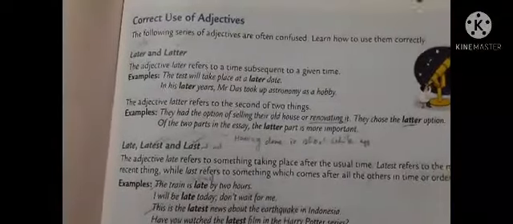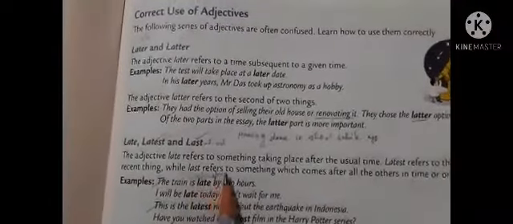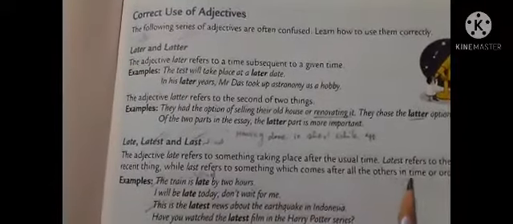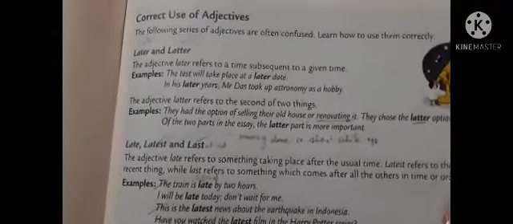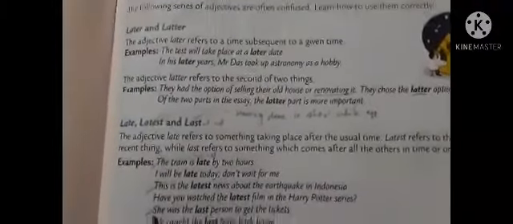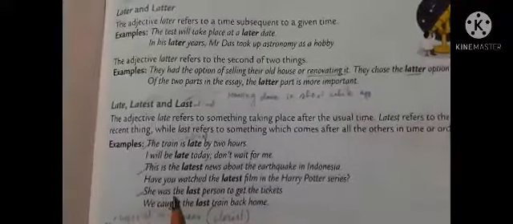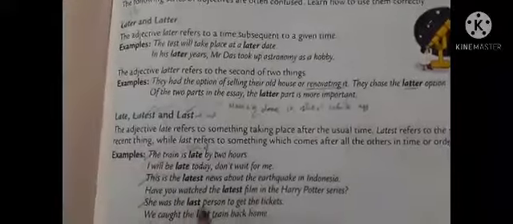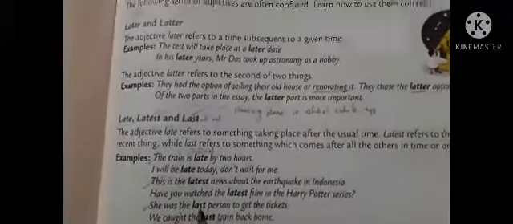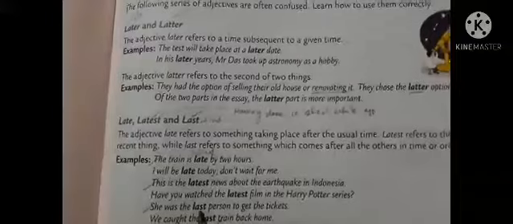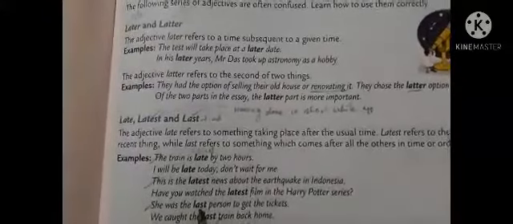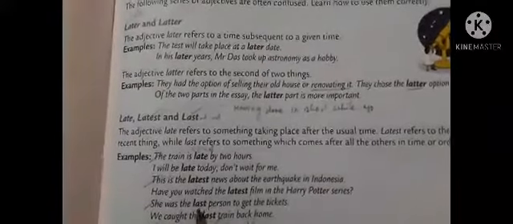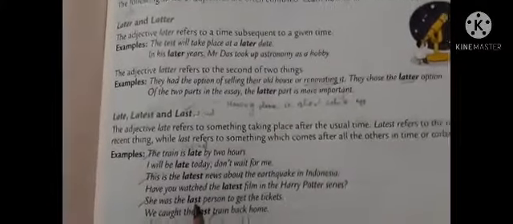Okay? And last refers to something which comes after all the others in time or order. For example, she was the last person to get the tickets. So here the adjective last refers to something which comes after everybody has taken. So we can say the final one, the final person in order.